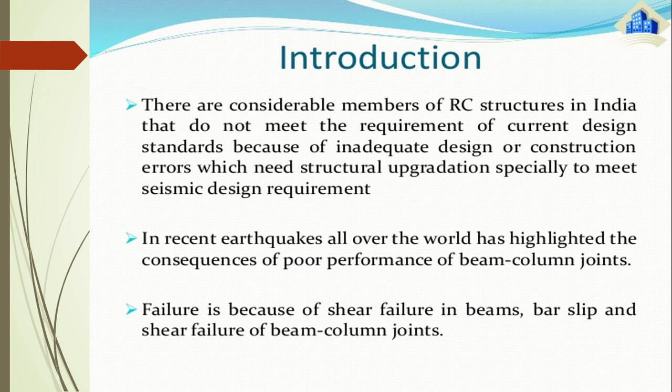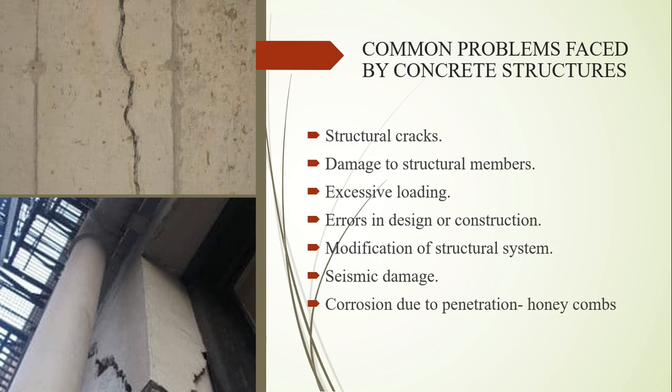So in recent earthquakes all over the world, it has highlighted the consequences of poor performance of beam column joint. And the failure is because of the shear failure in beams, bar slip and shear failure of beam column joint.